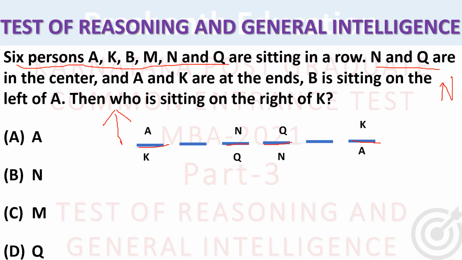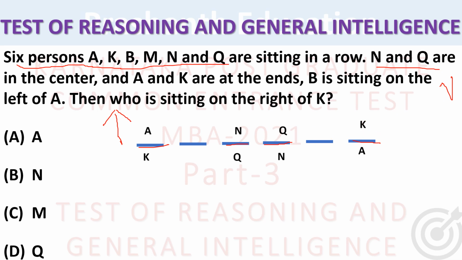Now let's look at B is sitting on the left of A. If A is here, the left side of A will come this side. So if A is here, the left side is here, this is not possible. Why? Because the seating arrangement is not there. Now let's put A here. Everybody is looking to the north, this side. So the left side of A is this one. So B will be sitting here. B is sitting on the left of A. So this is the only possibility which we can have.